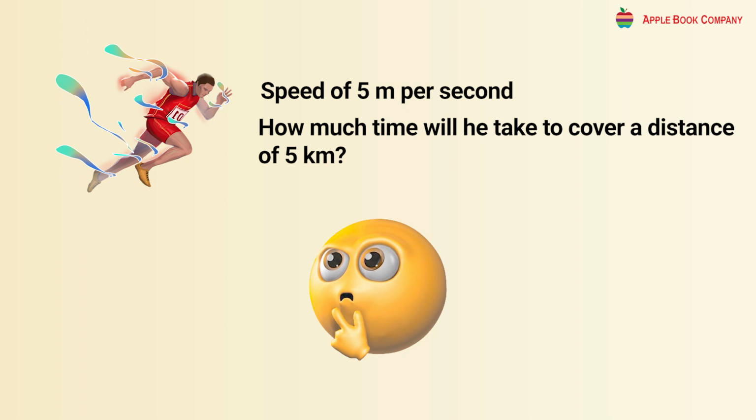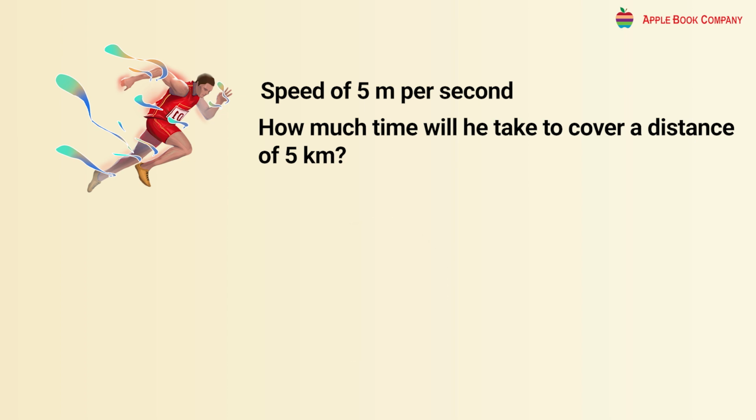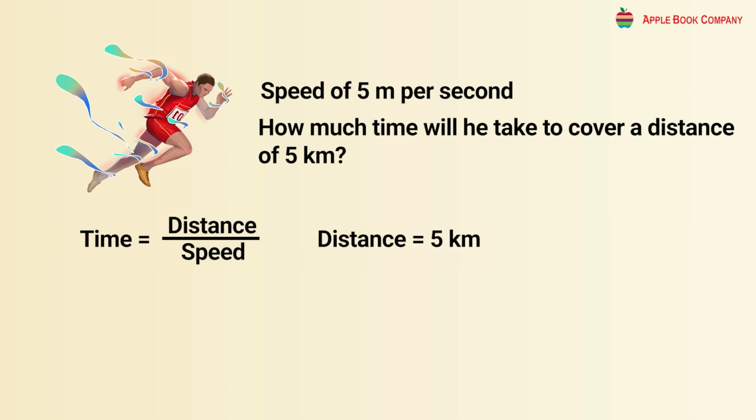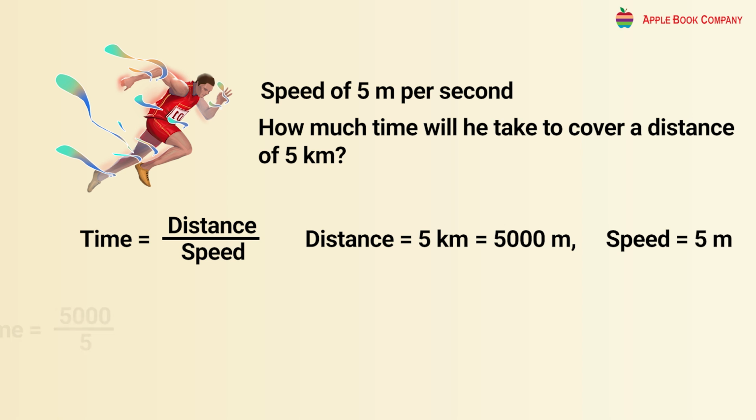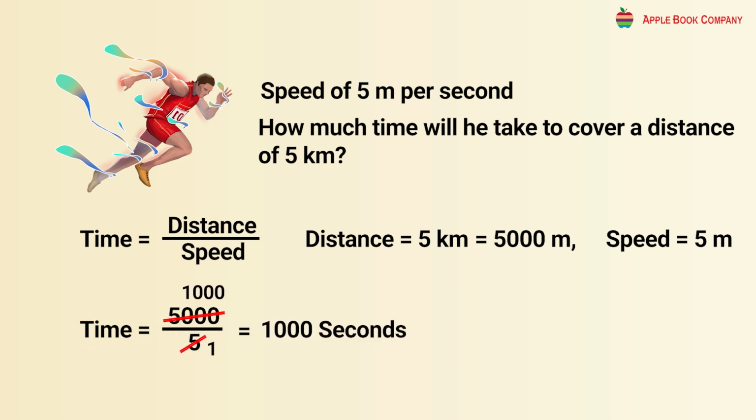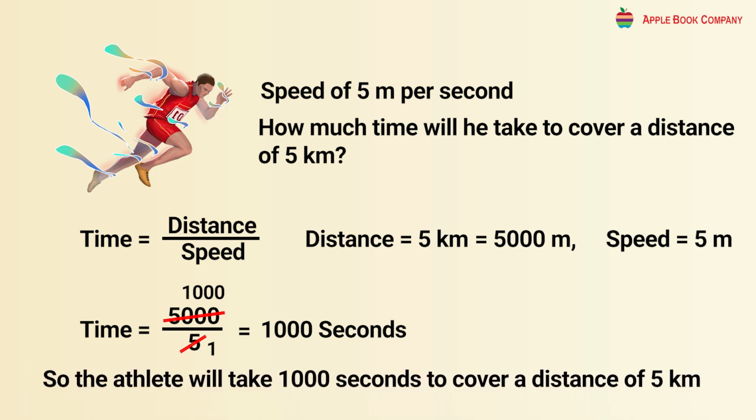An athlete runs at a speed of 5 meters per second. How much time will he take to cover a distance of 5 kilometers? We can use a formula. Time is equal to distance by speed. Distance given is 5 kilometers, which is equal to 5000 meters, and speed is 5 meters per second. Therefore, time is equal to 5000 meters divided by 5 meters per second, which is equal to 1000 seconds. So the athlete will take 1000 seconds to cover a distance of 5 kilometers.